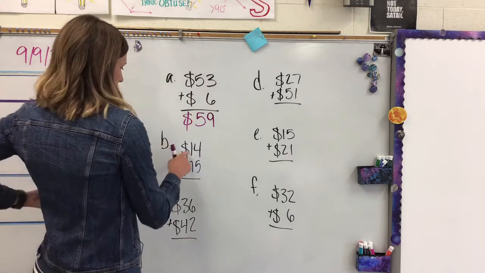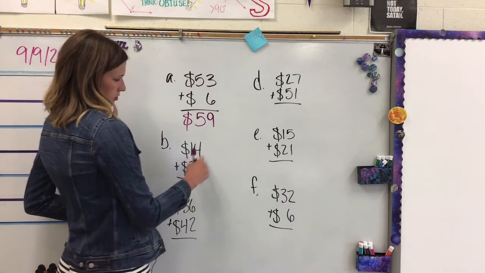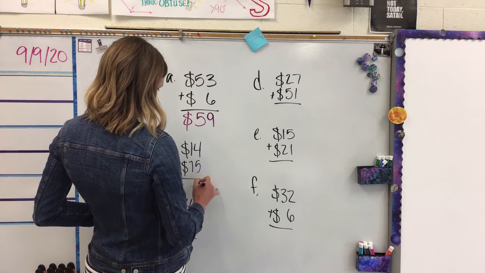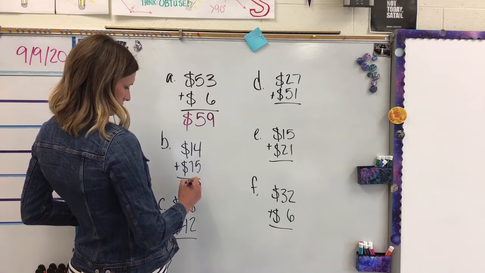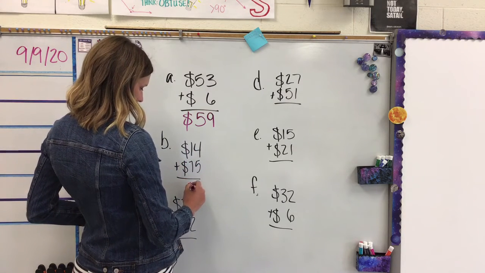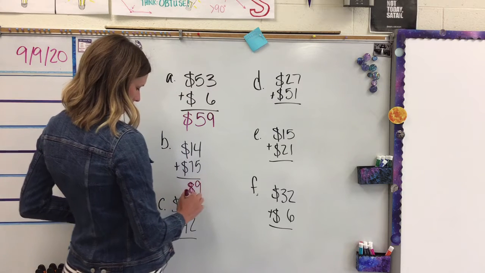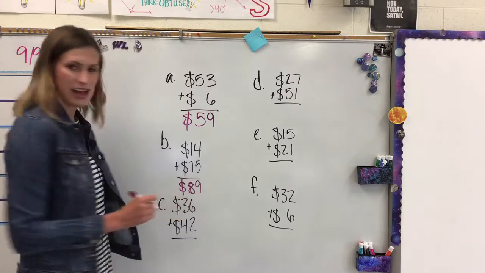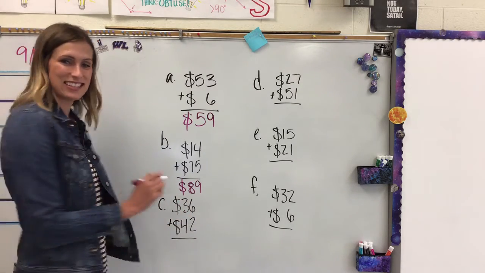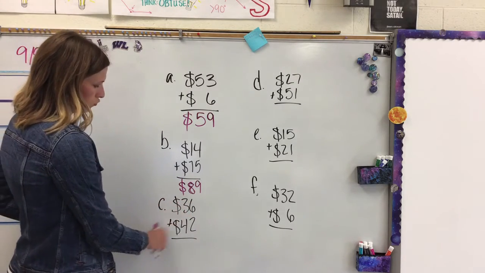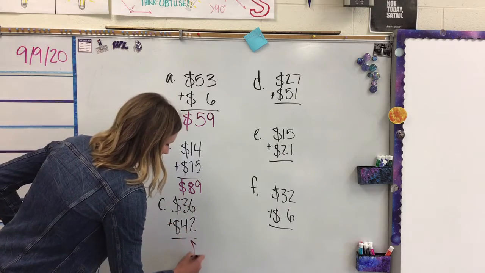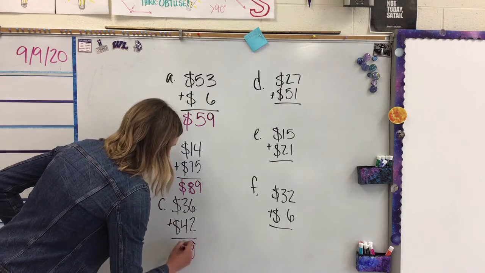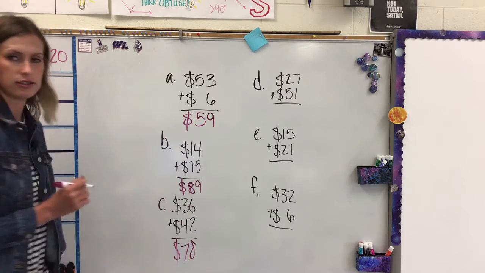B, 14 plus 75. 4 plus 5 is 9. 1 plus 7 is 8. So you get $89. Next, 36 plus 42. 6 plus 2 is 8. 3 plus 4 is 7. So you get 78. Don't forget your dollar sign.